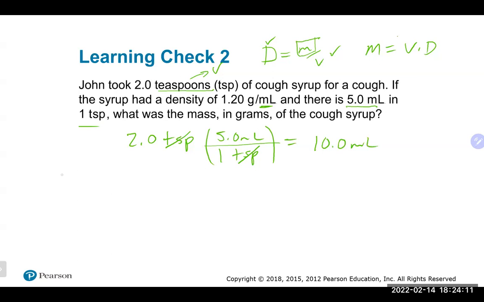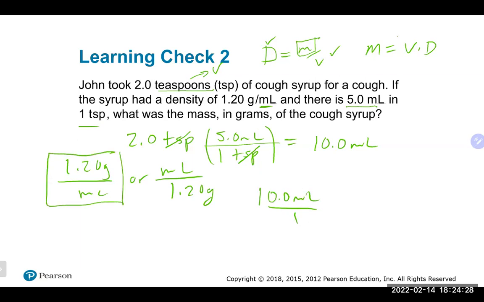Now we can use our density, if you want to do more of a dimensional analysis approach, as a conversion factor. Either way. In this case, we have 10 milliliters. And we can see milliliters up on top, which tells us we do want to use a conversion factor like this, which is essentially multiply it like we have here. If we do that, we end up with 1.20 grams per milliliter. Milliliters cancel, and 1.2 times 10 gives us 12 here. And it is 12 grams.